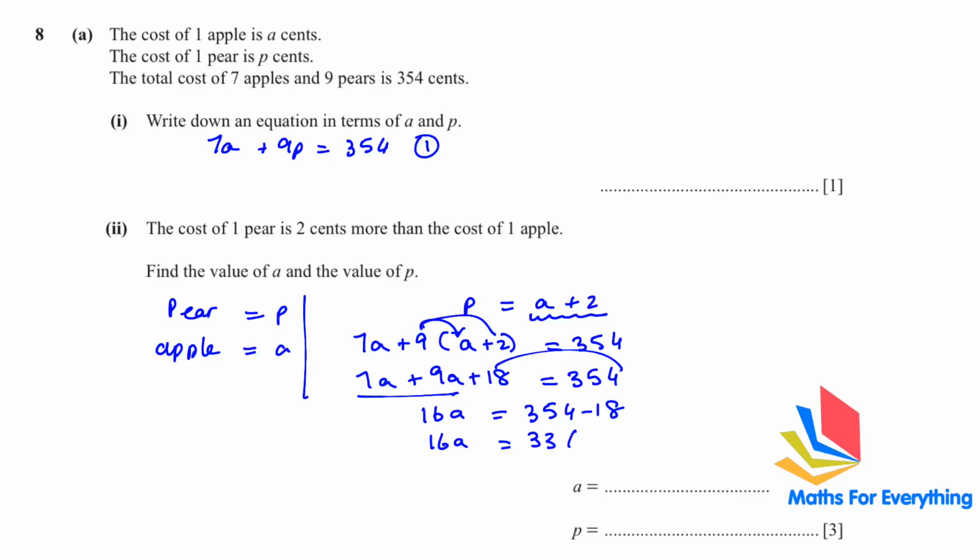That is 336. This is a multiply. 16 multiplied by A. When I move it to the other side, it's going to be a divide. So 336 divided by 16 is 21. A is 21. Now to find P, we have the equation A plus 2. So what is A? 21. We'll substitute the A with 21 plus 2. That will give us 23. So P is 23.